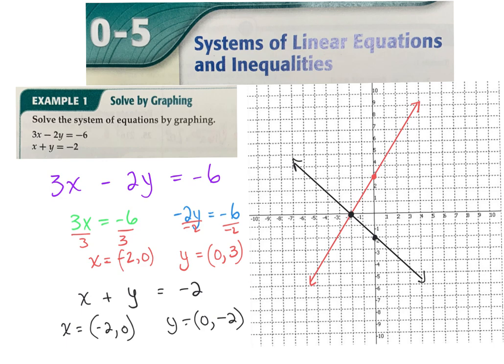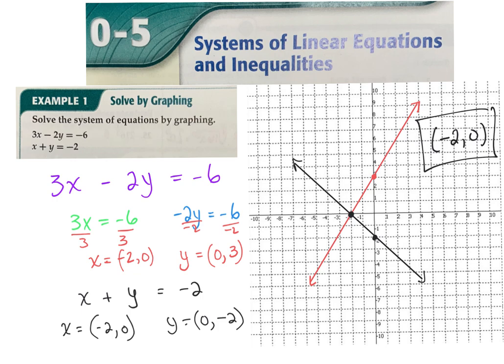I've graphed my first line, I've graphed my second line, and where they intersect is my answer to this system of equations. And they were nice, and they gave me the intersection right here on my intercept. So my answer for this particular problem would be at negative 2, 0. That is my answer. Can I check it? Can I check to see that that's the right answer?